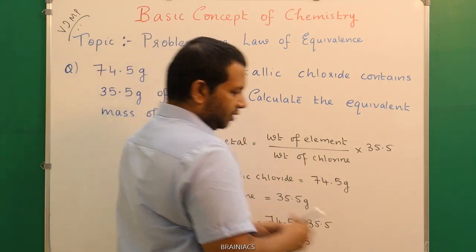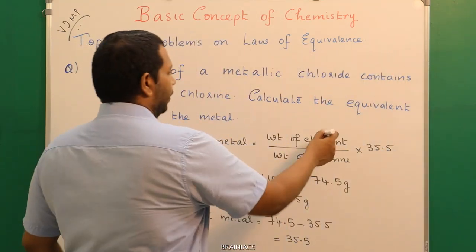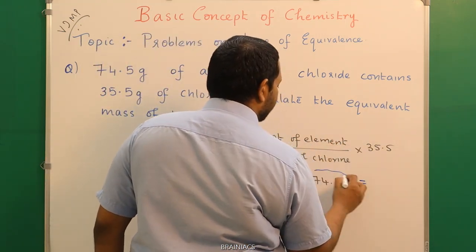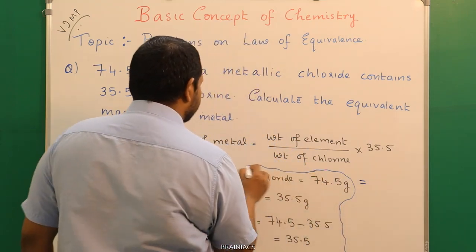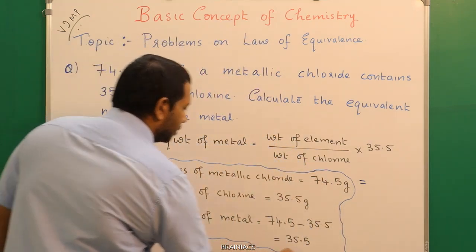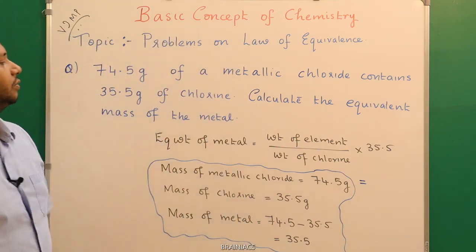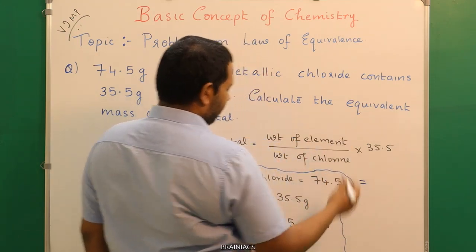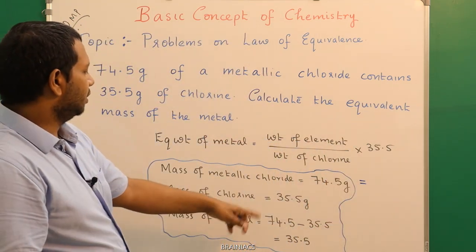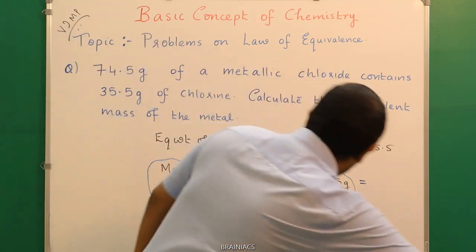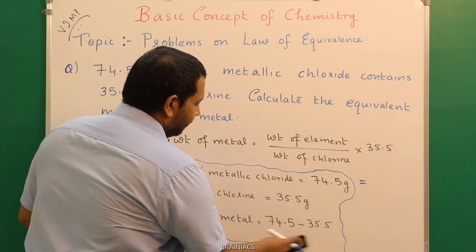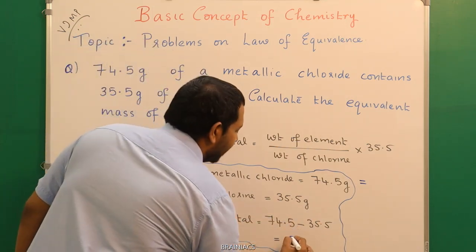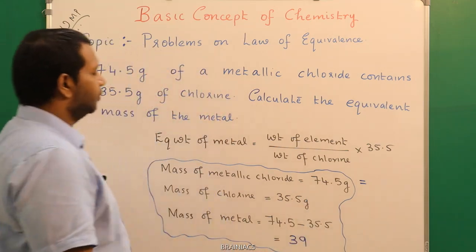So I will do it in another color for your identification. So weight of the element. Tell me what is the weight of the element. We have calculated 35.5. Correct. I think this subtraction is wrong, because 35.5 plus 35 means 70 will only come. So it should be 39. Okay. Sorry for the calculation mistake.